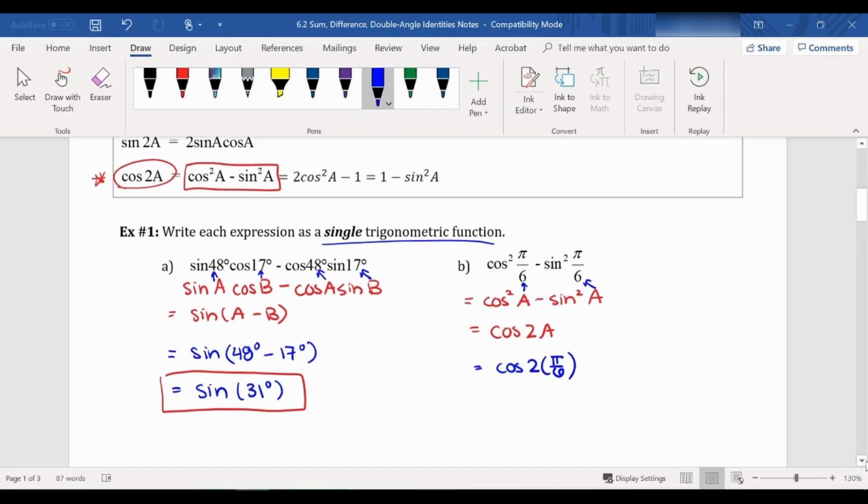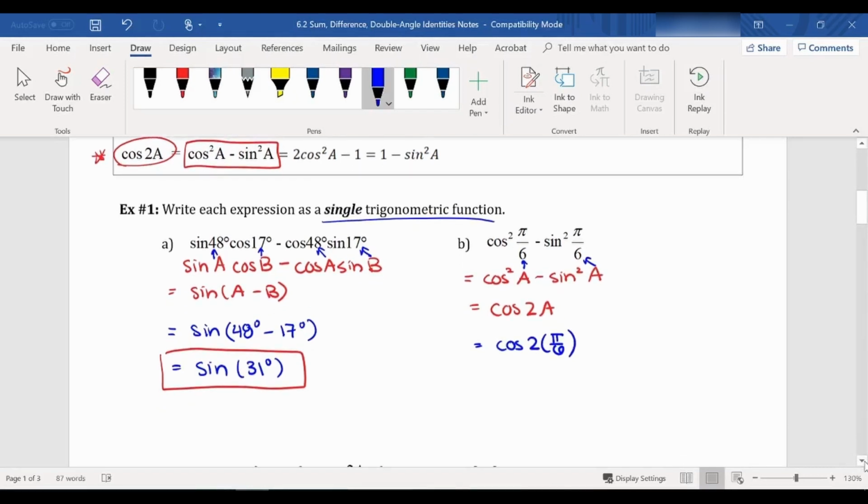Now I can simplify that fraction. The 2 and the pi over 6 are both inside the cosine. They're both part of the angle there. So we're going to rewrite this. If I simplify that fraction, I get pi over 3, which also happens to be a special angle. But we were not asked to evaluate. We were just asked to write as a single trig function.